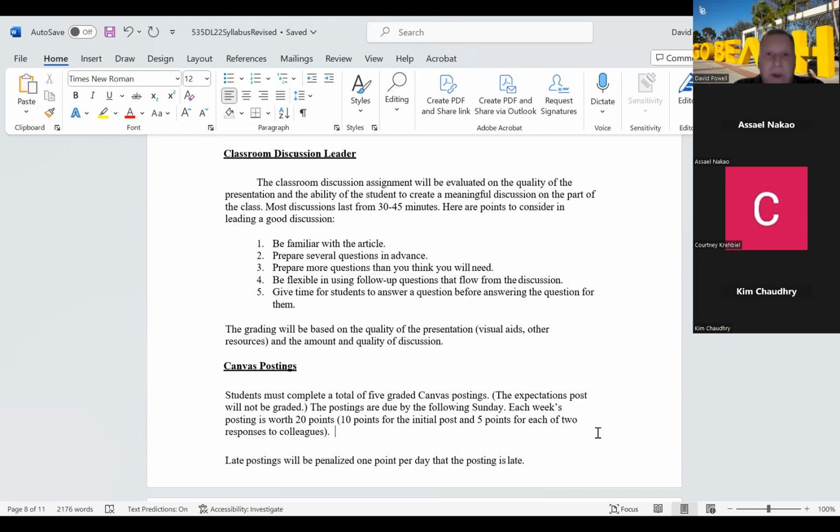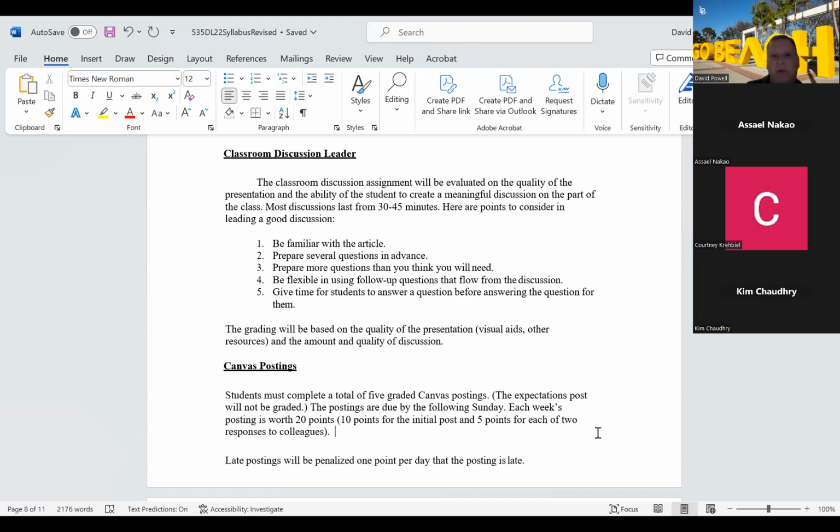But again, as you're doing your discussion, think about things such as being familiar with the article. Obviously, well, I won't say obviously, I'll say fingers crossed, hopefully everyone's read the article in advance, and so we're all somewhat familiar with it. You need to be more familiar with it than anybody else in the class. So be very familiar with your article. You're going to have to read through it multiple times. As I said, prepare several questions in advance to ask the class. Prepare more questions than you think you will need, because you will go through your questions much quicker than you ever imagined when you're putting the questions together.